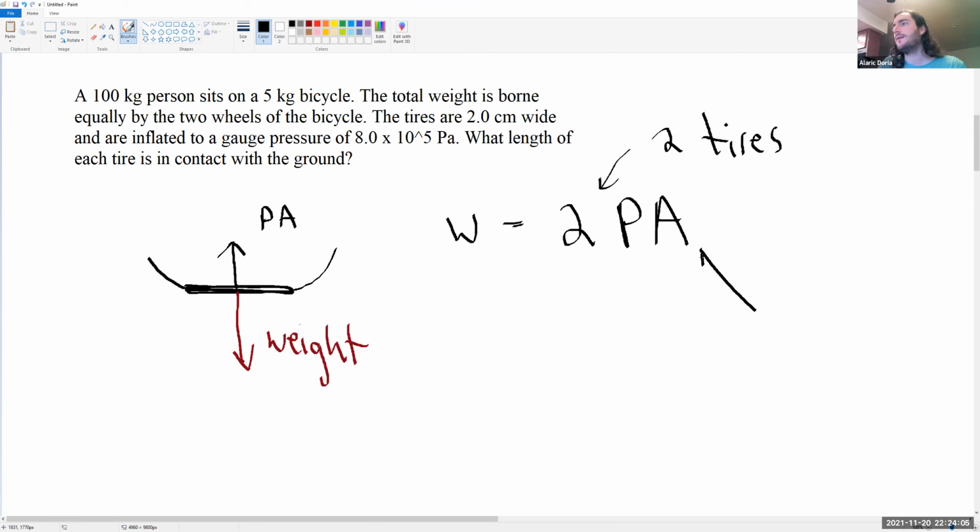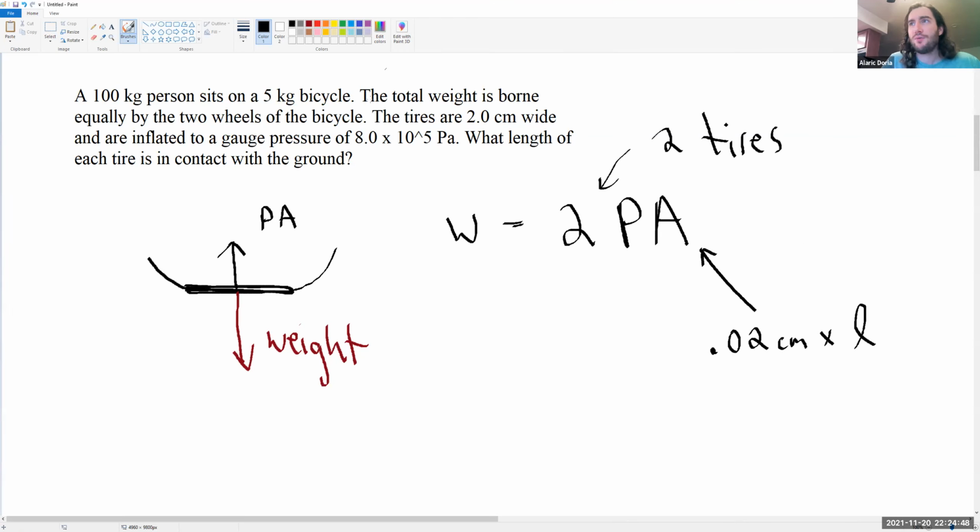The area here, they tell us that it's 2 centimeters wide, so 0.02 meters wide, times some length that we don't know yet. Excuse me, that's what we're trying to solve for. What length of each tire is in contact with the ground? Okay, so the bicycle is 5 kilograms and the person is 100 kilograms. So the total mass that we need to take account for is 105 kilograms. And to get the weight, we multiply by g, right?